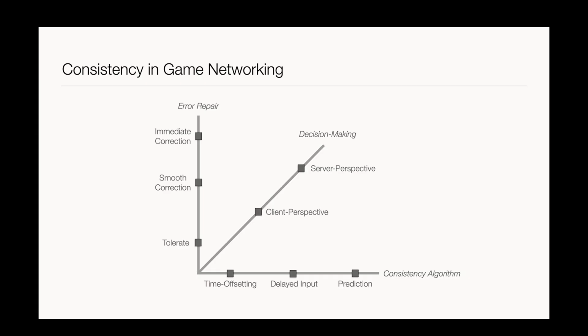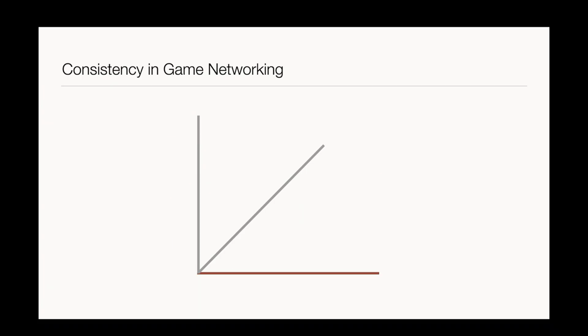The clients also have an issue. Each individual client might think that the world looks one way, but eventually the server tells them, hey, things are actually different. So now the clients have to deal with this inconsistency in the world as well. Okay, so let's look at some of these consistency algorithms today.